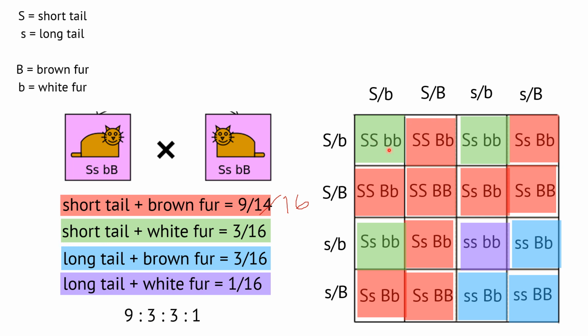Now there are 3 that will have a short tail and white fur because they are homozygous recessive for the fur.